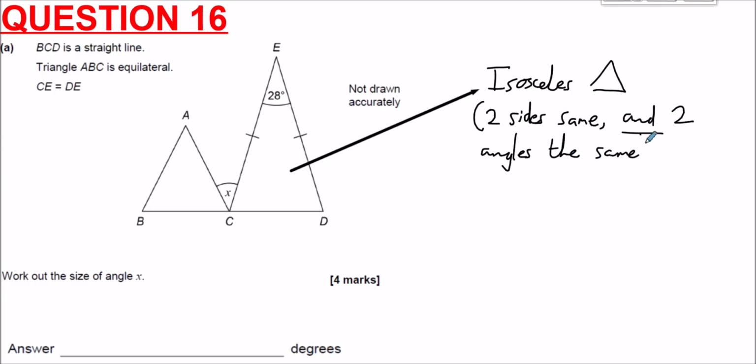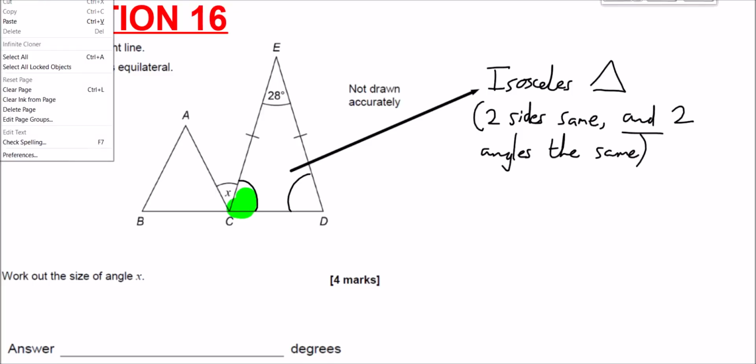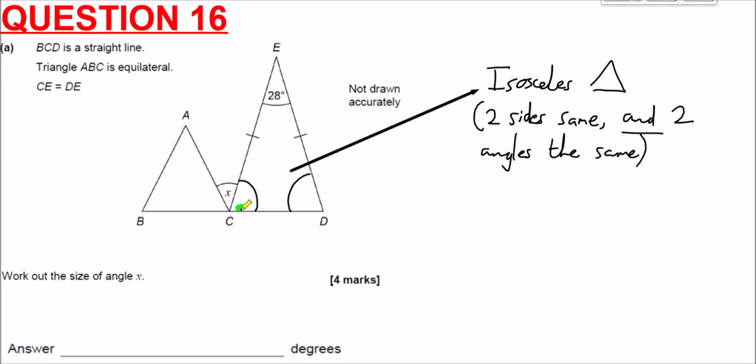The 2 angles that are the same in an isosceles triangle are where the 2 equal sides don't touch. Where the 2 equal sides do touch, that's the odd angle out. This is the one that isn't the same as the others. So the 2 angles which are the same, often referred to as the base angles, are these two at the bottom. And so whatever the angle at C is in this triangle, the angle at D will also be the same.